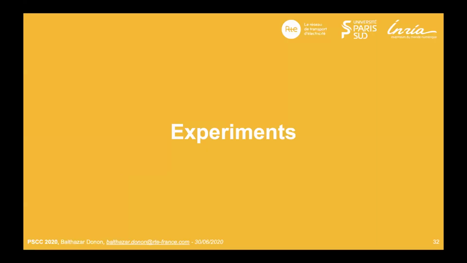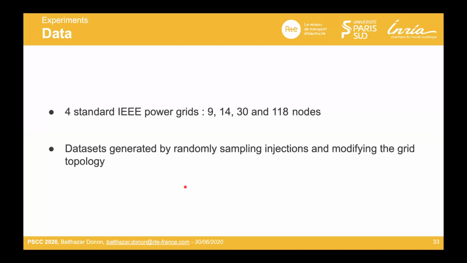So I will say a few words about the experiments. We considered 4 standard IEEE power grids, with 9, 14, 30, and 118 nodes. For each power grid, we consider the default situation that can be found in MATLAB, and we added a lot of noise over both the injections and the line characteristics. We also randomly disconnected some power lines to add some variety on the adjacency matrix, so that you have a wide range of situations in all the 4 datasets.